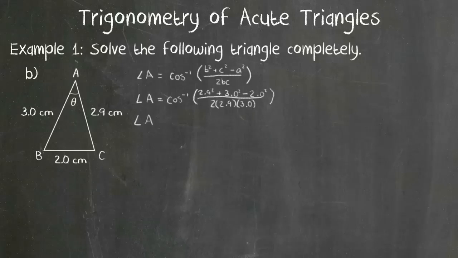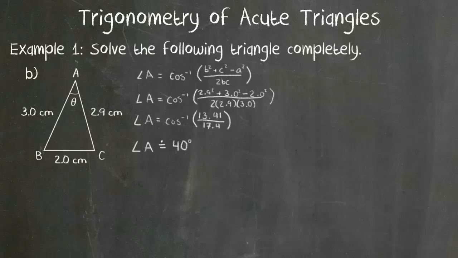We now simplify inside the brackets. I evaluate all my exponents and add my numerator, and I get a value of 13.41 over 17.4. Last step is to evaluate this in a calculator, and I get that angle A is approximately 40 degrees.